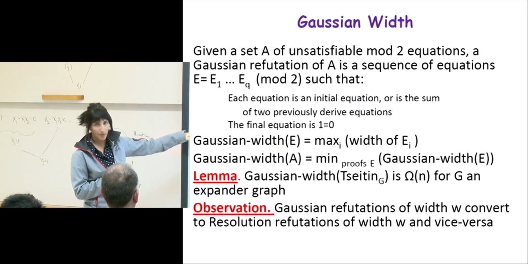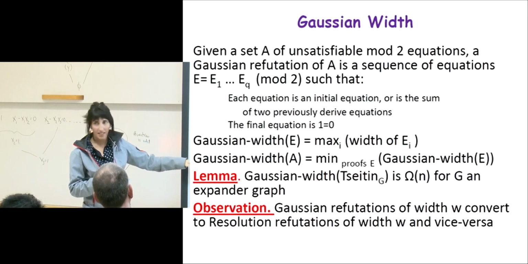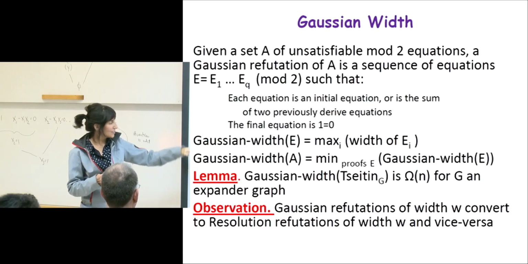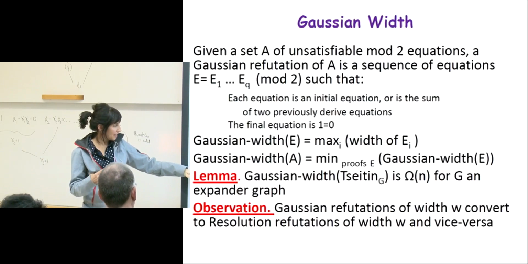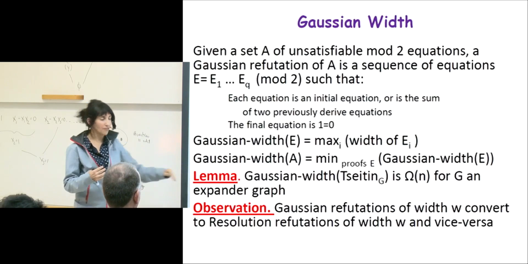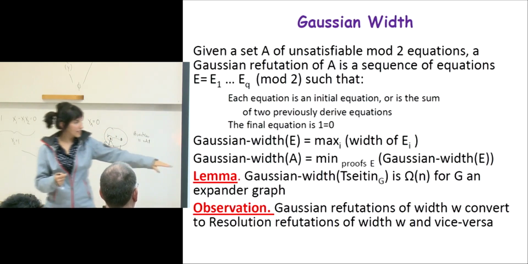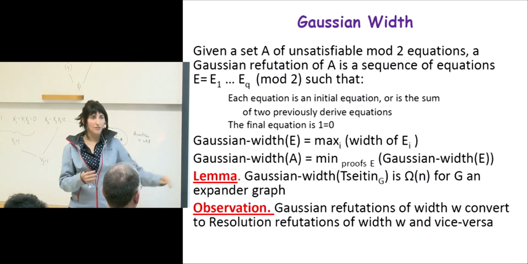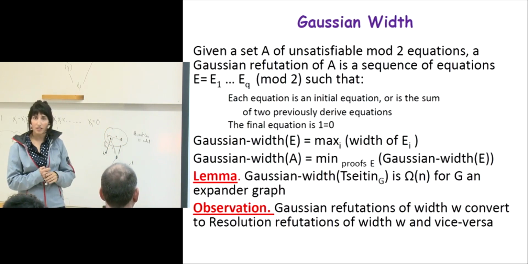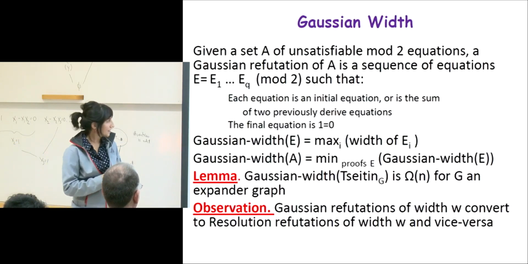So Gaussian width has to be big. What does this have to do with polynomial calculus? This is just an aside that we don't really need. You can prove that a Gaussian refutation of width W implies a resolution refutation of these things of width W or 2W, I forget. I think it's the same W, and vice versa. So Gaussian width is actually equivalent to resolution width for these tautologies. Okay, so that's an aside. We don't need that. Does that make sense?